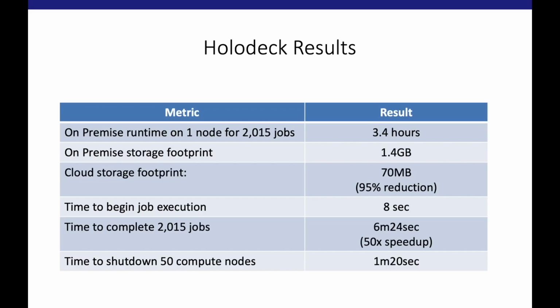So let's take a look at the results. If we had only one node on premise, these 2,000 plus jobs would take 3.4 hours and use 1.4 gigabytes of NFS storage. In the cloud, we used only 70 megabytes of persistent storage in the tracker's cache, a 95% reduction for even this small test case.